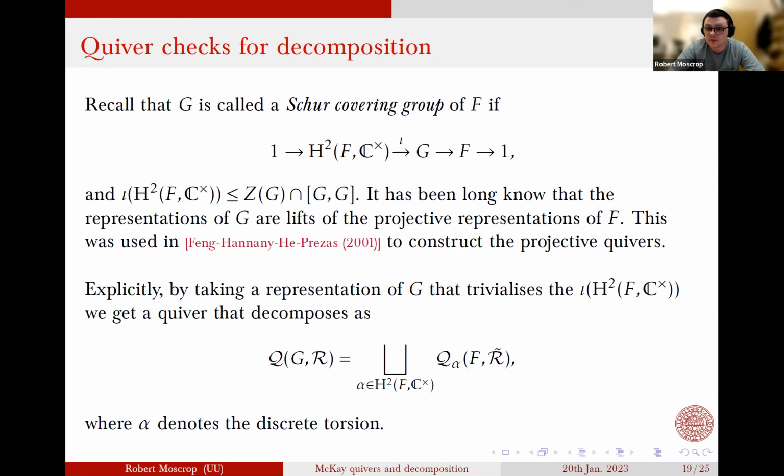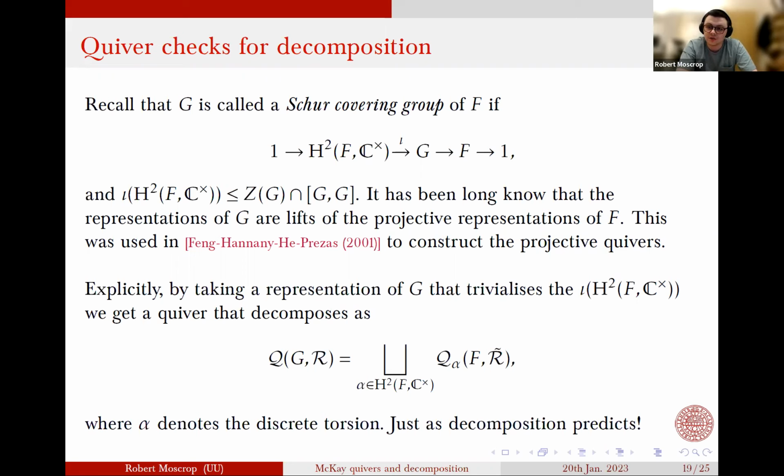But you can now think about this in terms of decomposition. What they're really saying is that if I take a representation of G that trivializes this H2, then the quiver you get decomposes as the disjoint union of a bunch of quivers indexed by the discrete torsion, basically. So you have the original one and then a bunch of discrete torsion terms. And this is exactly what decomposition would predict. So this algorithm previously is really just reinterpreted this way. This is one good point to say that things are compatible: the representation theory matches with decomposition.